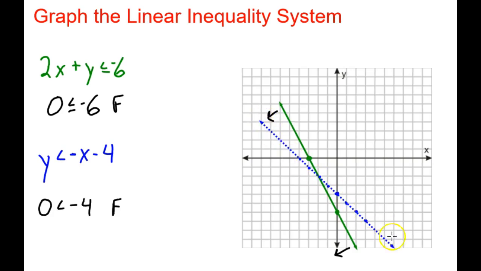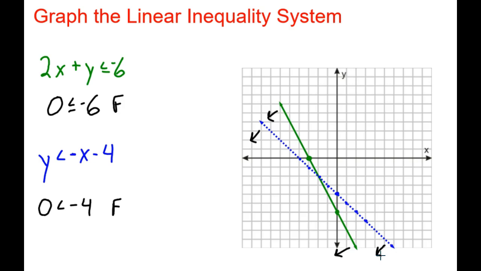So once I have my dotted line constructed through my points, now I plug in an ordered pair for my test point. I'm going to use the origin again. Plug in 0 for x and y. Simplify, we get 0 is less than negative 4, which is a false statement. So I shade the opposite region. So I need to shade below and to the left of my blue dotted line we just constructed.